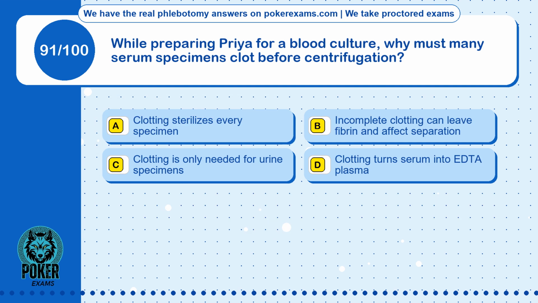Question 91. While preparing for a blood culture, why must many serum specimens clot before centrifugation? Option A, clotting sterilizes every specimen. Option B, incomplete clotting can leave fibrin and affect separation. Option C, clotting is only needed for urine specimens. Option D, clotting turns serum into EDTA plasma.